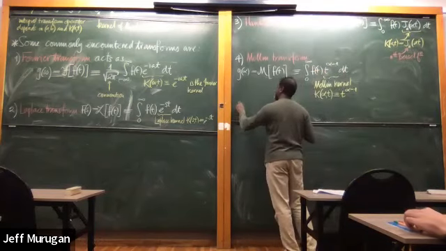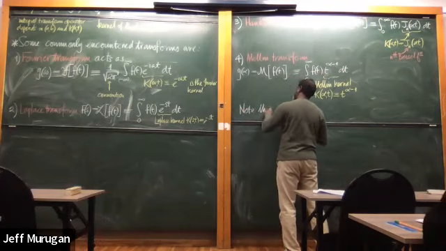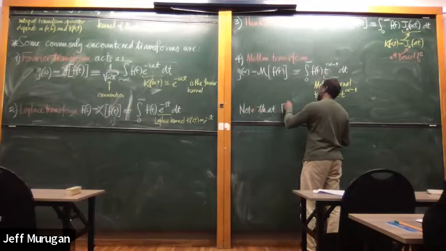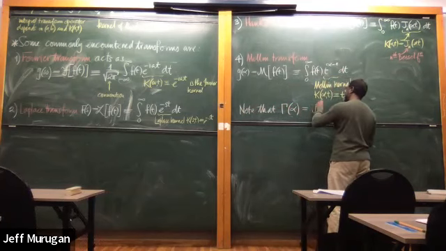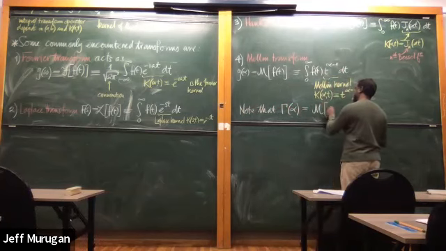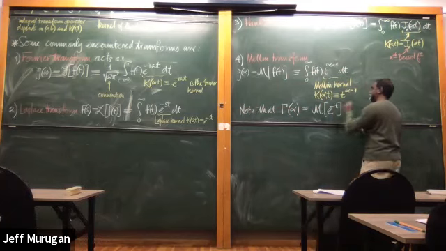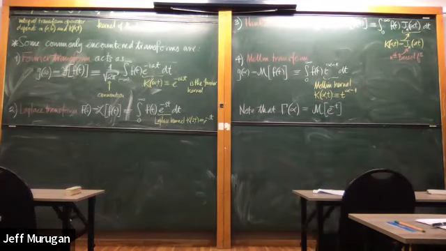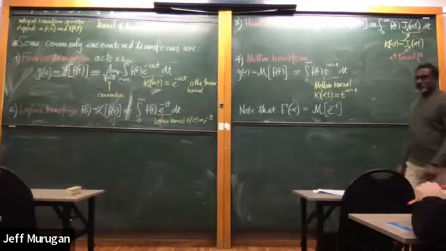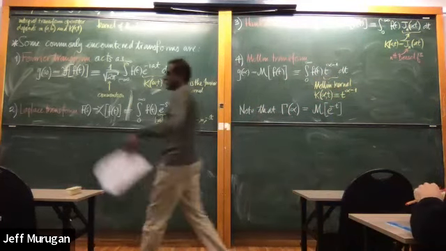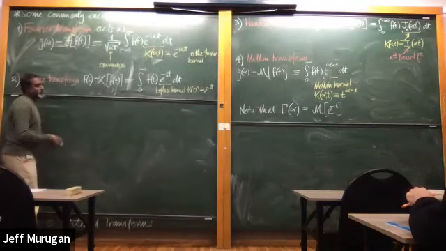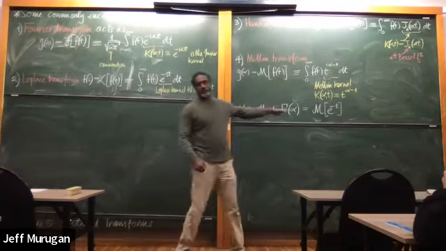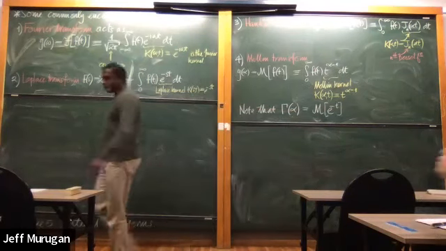So note that the gamma function that we've talked about before is just a Mellin transform of e to the minus t. And what this means is that all of the properties of the gamma function that you're familiar with can really be thought of as properties of the Mellin transform. Okay.